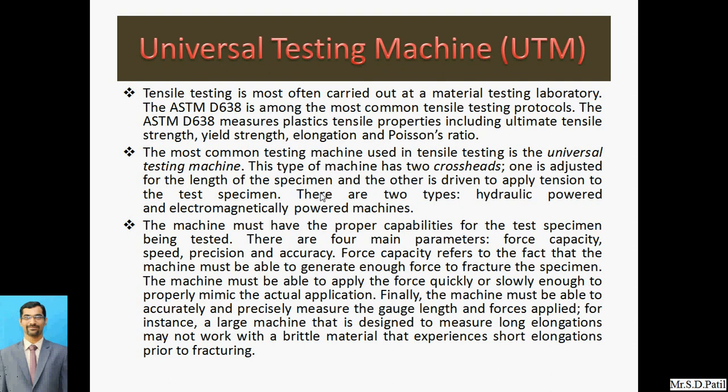There are four main parameters: force capacity, speed, precision, and accuracy. So these are the four aspects of the machines. Force capacity refers to the fact that the machine must be able to generate enough force to fracture the specimen. Whatever force that machine can develop should be enough to fracture the specimen. Then the machine must be able to apply the forces quickly and slowly enough to accurately and precisely measure the gauge length and the forces applied.